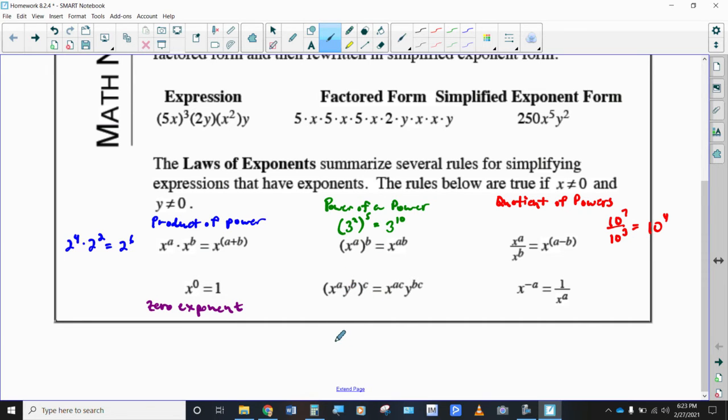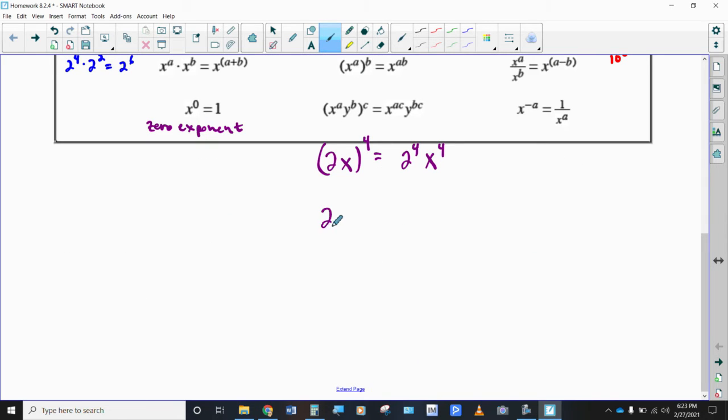So let me give you an example where if I said 2x raised to the 4th power becomes 2 to the 4th and x to the 4th. If I said 2 squared x to the 3rd, and then I raised it again to the 4th power, you would do 2 times 4, which is 8, and 3 times 4, which is 12. So not only are you applying this exponent to each one of those factors that's on the inside, but you're also doing the power of a power property along the way.